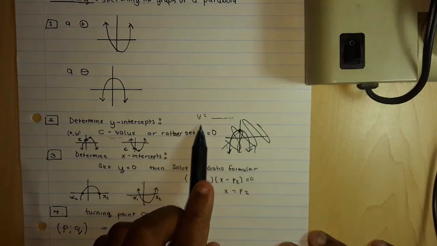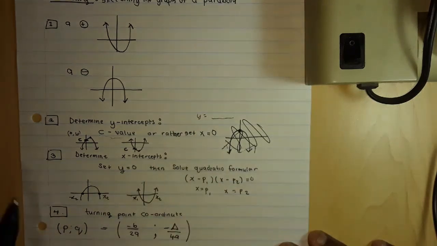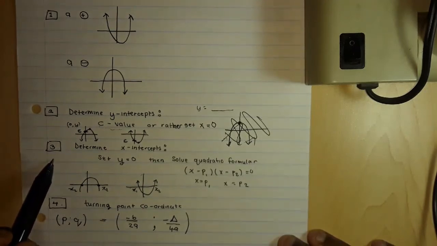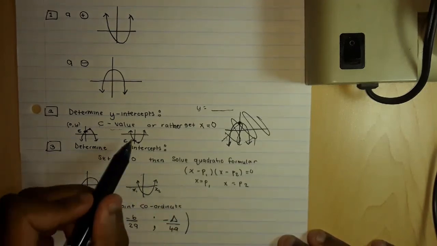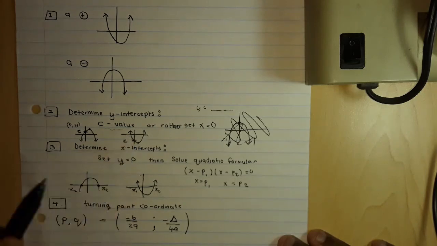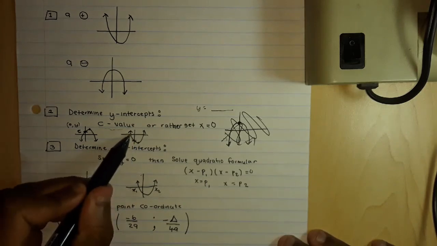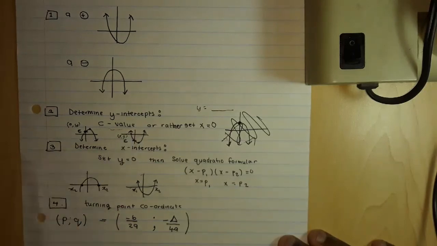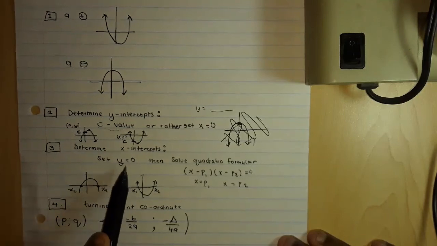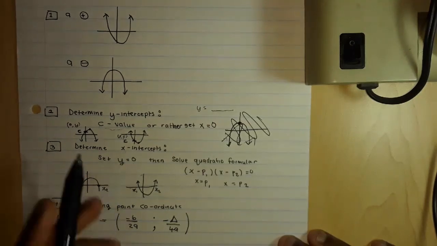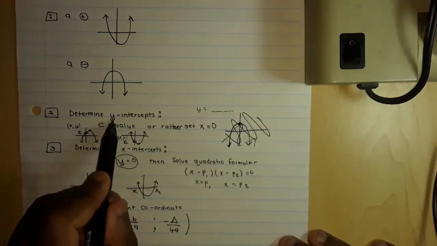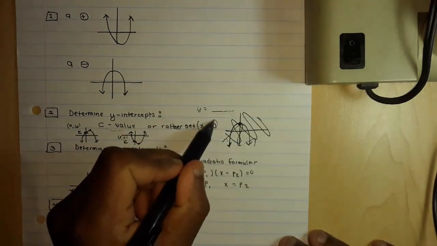and then solve for y, and that y value will be your y-intercept, right? And then the next thing you need to do is determine the x-intercepts. As you can see, these are the x-intercepts for the parabola, and at these points we have coordinates x and 0. At these coordinates we know y equals 0. So whenever solving for the x-intercept, you need to set y equals 0. When solving for the y-intercept, you need to set x equals 0.